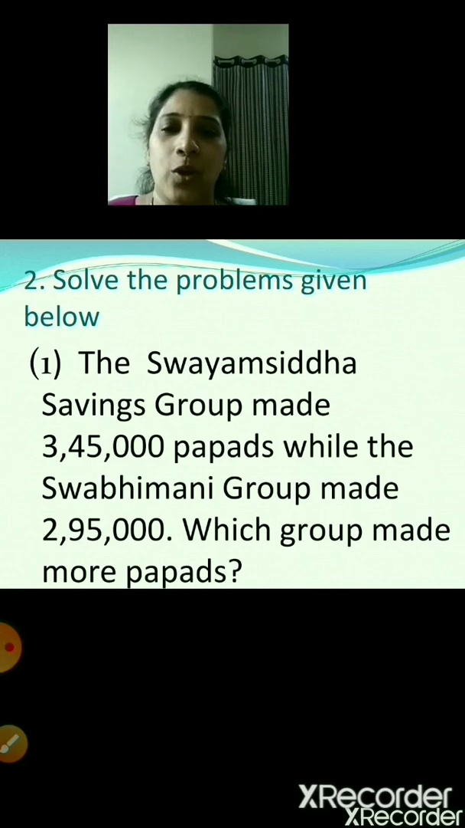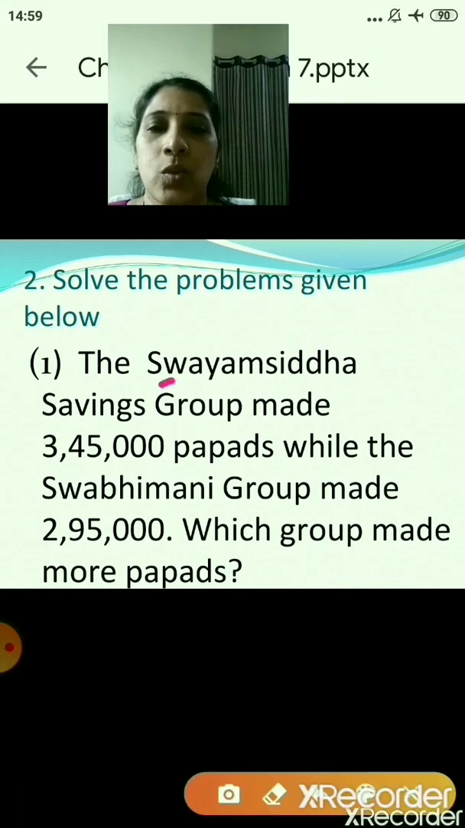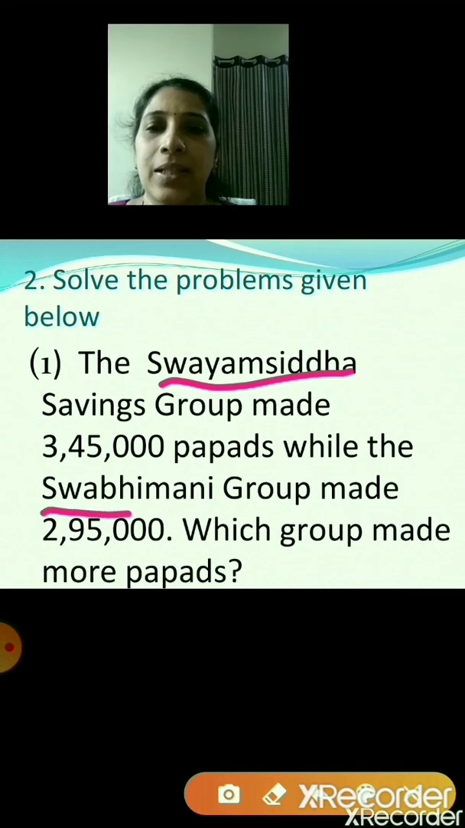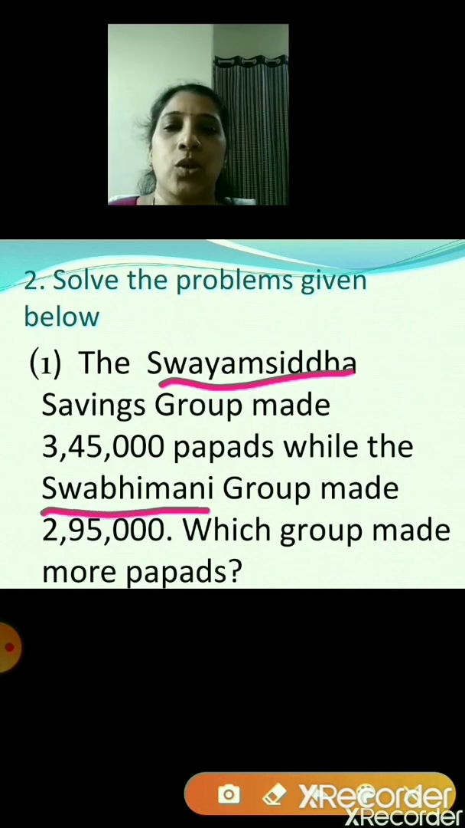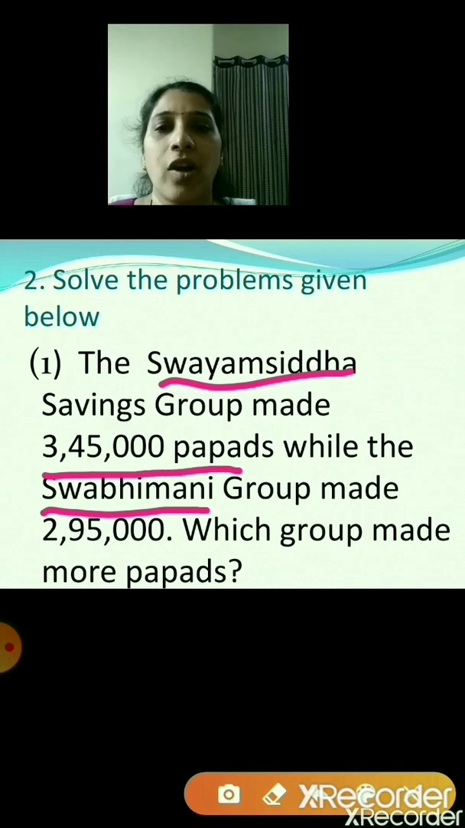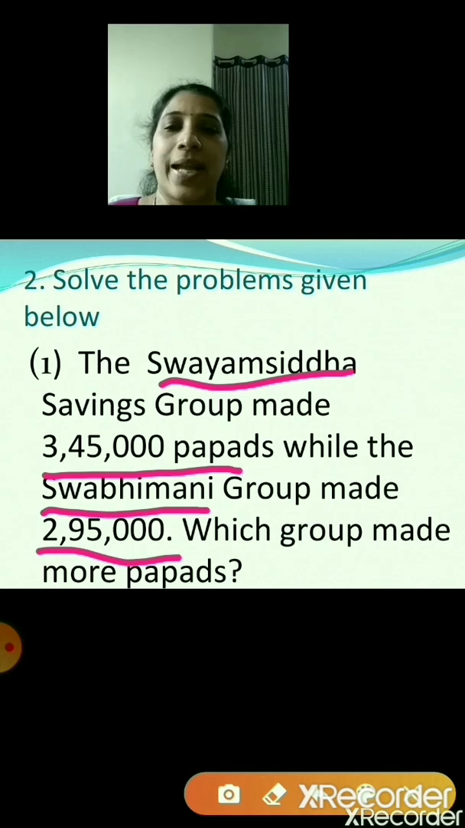Now in this word problem, children, you can see there are 2 groups. One is the Swayam Siddha group and the other is the Swabhimani group. So both these groups have made papads. So Swayam Siddha group has made 3,45,000 papads and the Swabhimani group has made 2,95,000 papads. So you have to decide now from these 2 groups which group has made more papads. So this is a word problem.